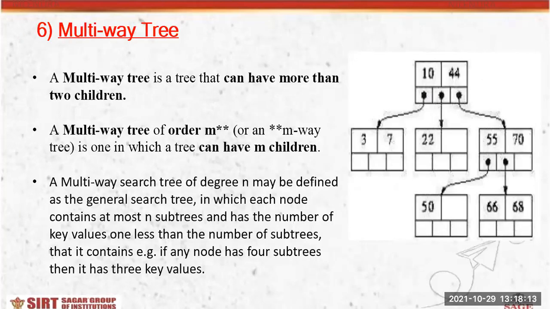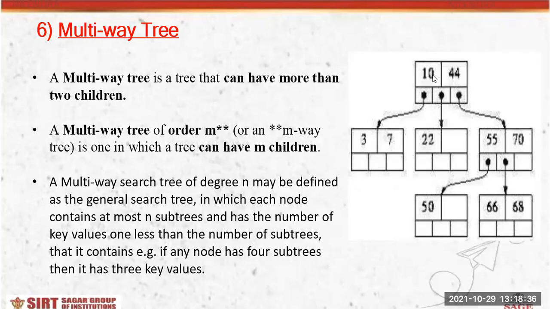Now you are having a multi-way tree. So a multi-way tree is a tree that can have more than 2 children. So you can see we are following the key order pair in the multi-way tree. So what is key basically? Key is the number of data items stored in the root node.